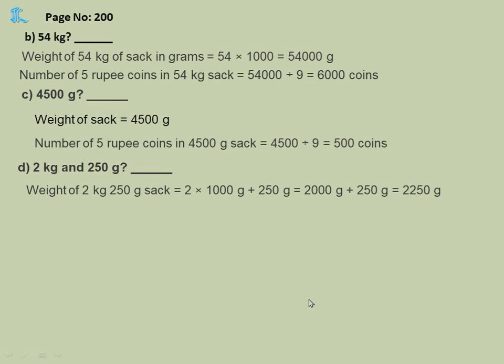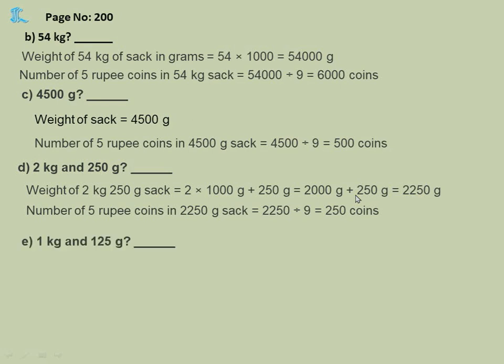First convert the 2 kg, that is 2 into 1000, that is 2000 grams. Okay, 2 into 1000, that is 2000 grams, and 250. So 2000 plus 250, 2250 grams. The number of 5 rupee coins in the 2250 gram sack is 2250 divided by 9, that is 250.